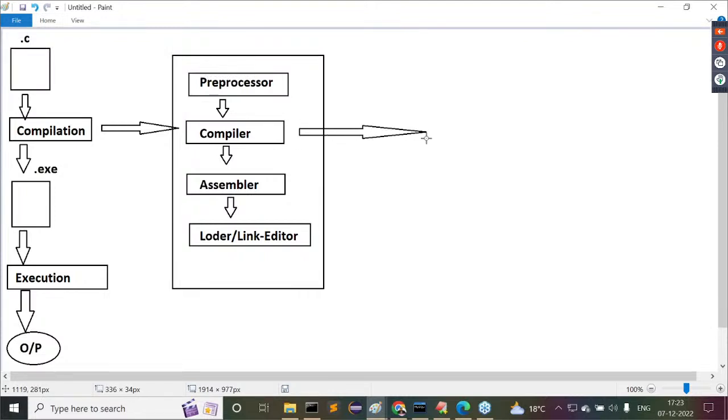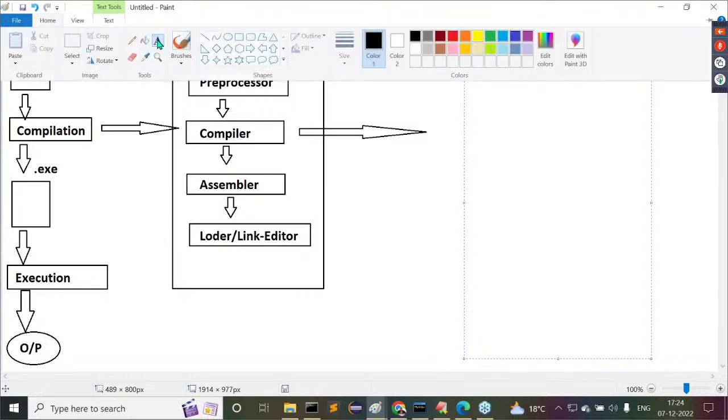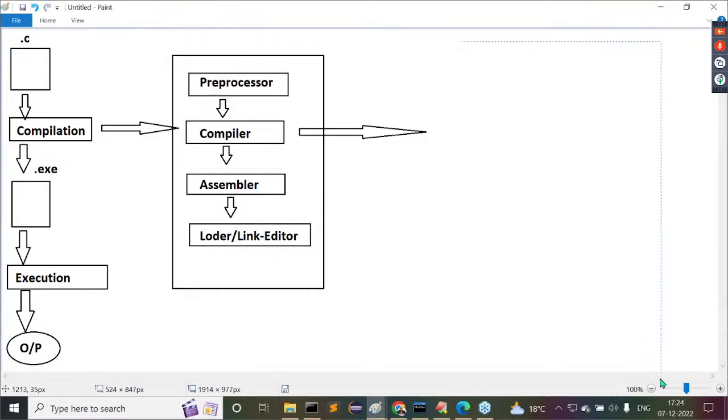That's why I want to go to the compiler also. I want to check what exactly this compiler is. The compiler has 6 phases. What are the 6 phases inside the compiler? Observe carefully. The first one is the lexical analysis phase. Second one is the syntax analysis phase. Next one is the semantic analysis phase.